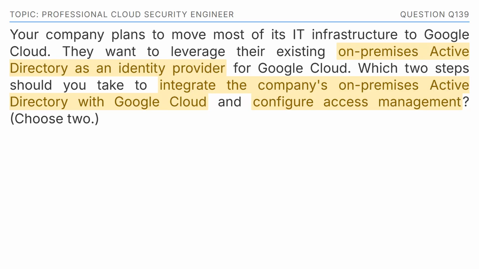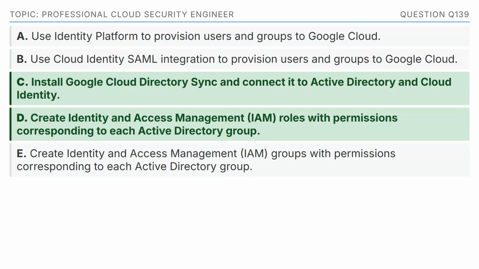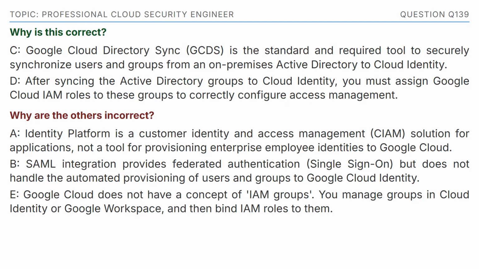To arrive at the correct answer, we focus on the keywords: on-premises Active Directory as an identity provider, integrate the company's on-premises Active Directory with Google Cloud, configure access management. The correct answers are Option C, install Google Cloud Directory Sync and connect it to Active Directory and Cloud Identity, and Option D, create Identity and Access Management (IAM) roles with permissions corresponding to each Active Directory group. Why is this correct? C.